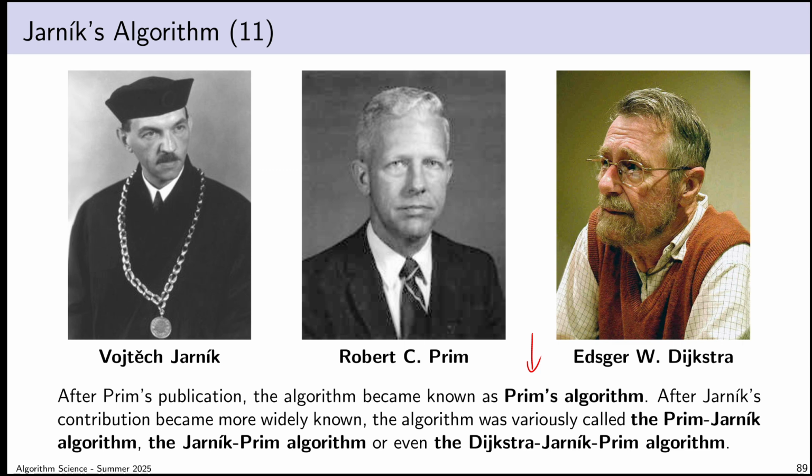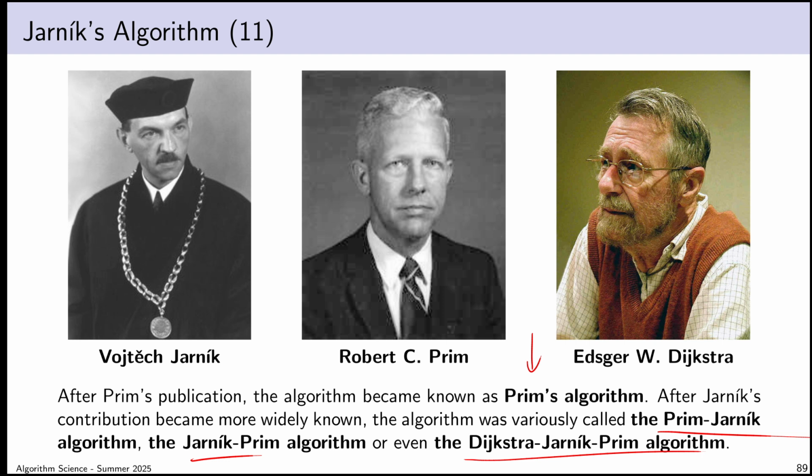Once Jarník's contribution became known, people tried to split the difference, and I don't consider that to be very helpful here, because if they acknowledge that Jarník invented it, let's just call it Jarník's algorithm. I have seen it called things like the Prim-Jarník algorithm, the Jarník-Prim algorithm, and even, unfortunately, because I don't think Dijkstra deserves to have this algorithm named after him, not only because he has other algorithms named after him, but because he was late to the party by, like 29 years, I've even seen it called the Dijkstra-Jarník-Prim algorithm.